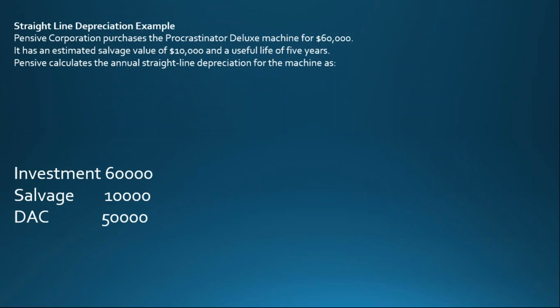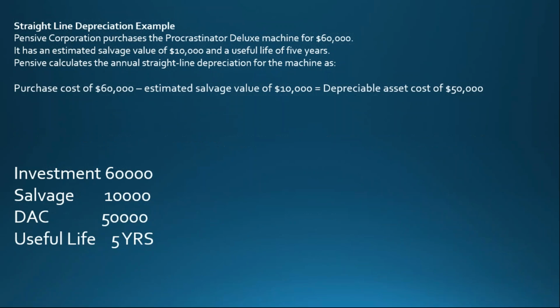So in straight line depreciation, I take the salvage cost off the top and I'm left with what's called the depreciable asset cost. That's $50,000. I need to depreciate that cost over the life of the capital equipment, which was 5 years, the useful life. I took that out of the question. If I'm doing straight line depreciation, the formula is very simple. It's 1 over the years of useful life, so 1 over 5.